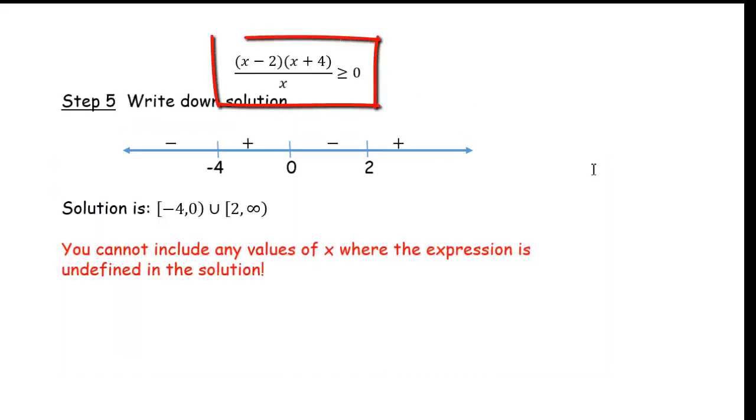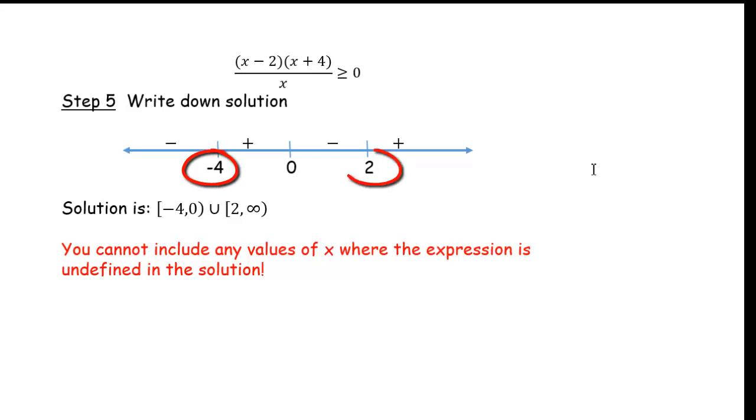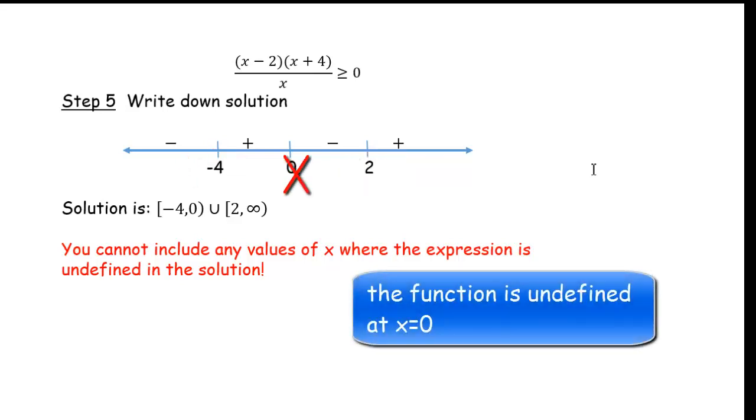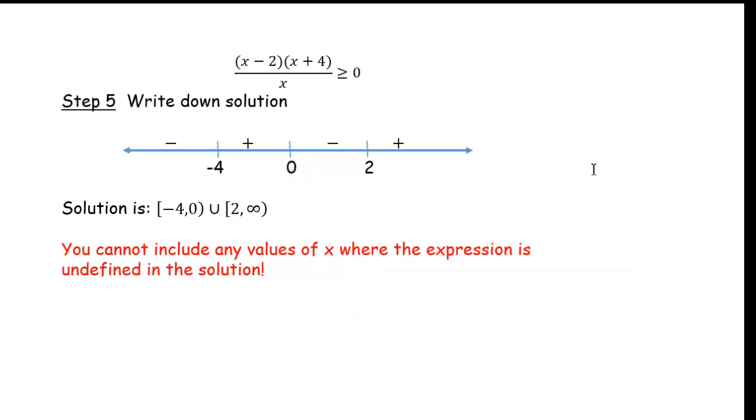We're looking for the places where the function is greater than or equal to 0. So we want the positives, and we have to be careful about which endpoints we want to include. We want to include -4, and we want to include 2, because the left-hand side is 0 at those points. We cannot include 0 because the left-hand side is not defined at 0. And you can't have in your answer any numbers where the expression is undefined. So it's important that when you formulate your answer, you go back and say, okay, I've got to make sure I'm not including any numbers in my solution where the function's not defined.